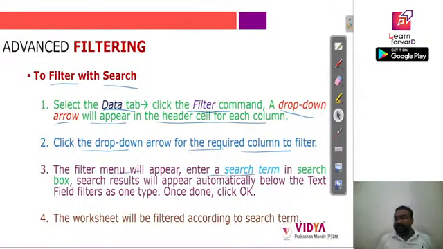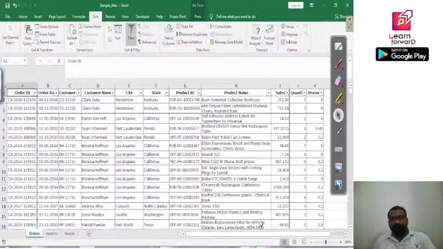Then we enter a search term in the search box. Based on that, search results will appear automatically below the text field as we type. Once done, click OK. That means once you are satisfied that this is the desired result you were looking for, you stop typing and simply press OK. Once you do that, your worksheet will be filtered according to the search term. Let's see how it will happen.